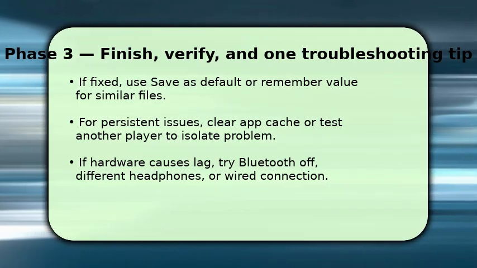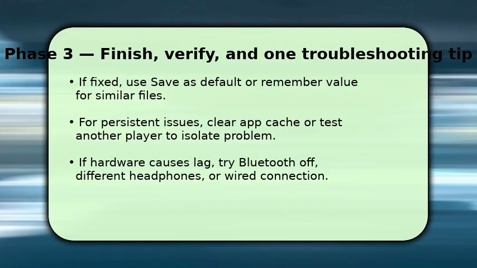One key troubleshooting tip. If delay varies between files but VLC adjustments don't help, re-encode the file or check the source. Inconsistent timestamps often require remuxing rather than player tweaks.